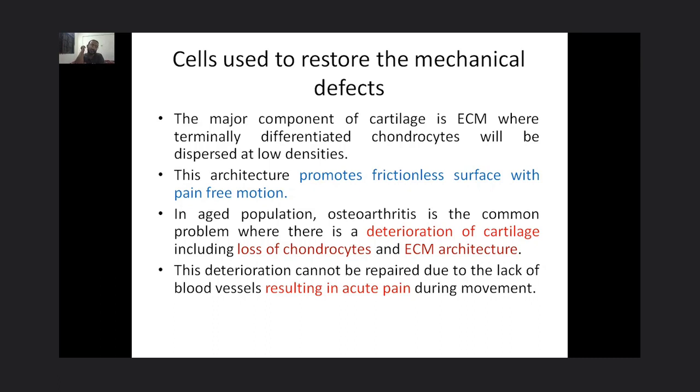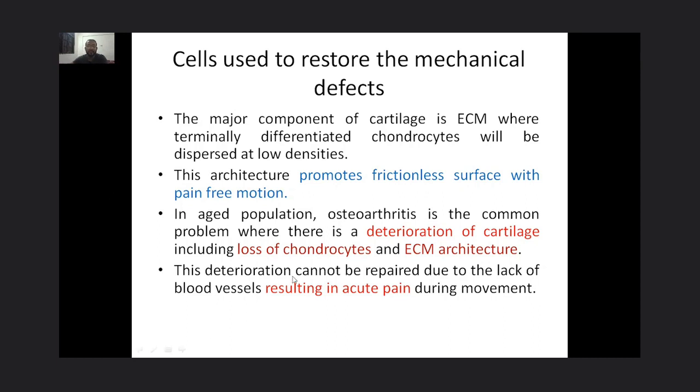If the cartilage undergoes any defects, especially when you age, the chondrocytes will not be there, or you will be exposed to osteoarthritis. Arthritis is because of the deterioration of the cartilage, which includes the loss of chondrocytes. That means enough chondrocytes will not be there to give the significant cushioning, and the ECM structure or architecture is also damaged because of the deterioration of cartilage. Because of these things, you will experience heavy pain in osteoarthritis.